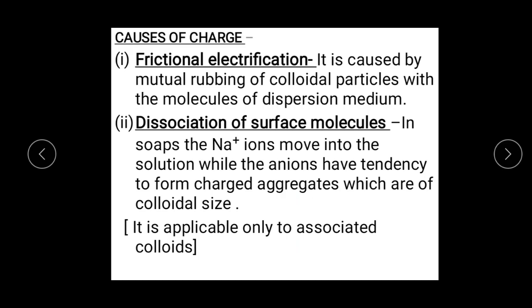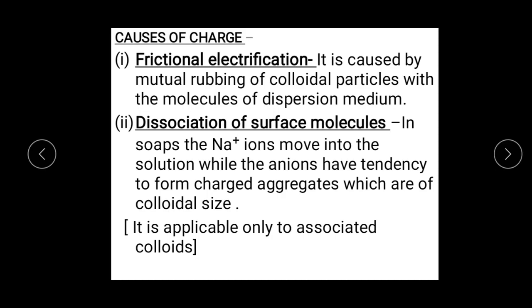Now we come to the topic causes of charge. We are going to see in detail. The first cause of charge is frictional electrification. It is caused by mutual rubbing of colloidal particles with the molecules of the dispersion medium due to the movement of colloidal particles in the dispersion medium. This is the first cause of charge.